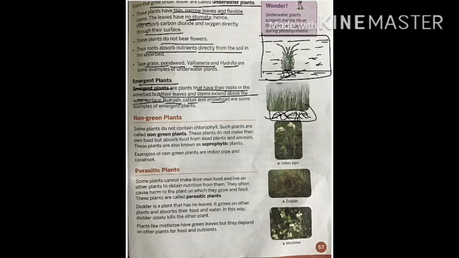Okay, so let's move on to the next. Some special plants we'll talk about. Three we are discussing in this chapter: non-green plants, parasitic plants, and on the next page we'll study insectivores. So what are non-green plants?